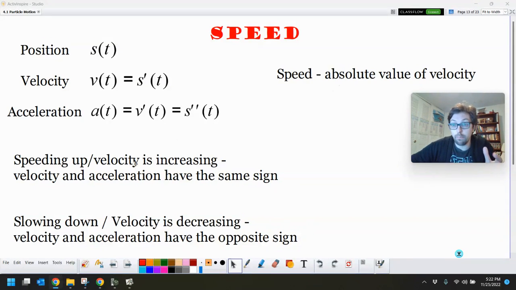However, if you're talking about is this thing speeding up or is the velocity increasing, what we need to do is we need to look at two things. Are velocity and acceleration the same sign? Then we would say that the object is speeding up or the velocity is increasing. If we're talking about slowing down or velocity is decreasing, then velocity and acceleration should have opposite signs. So let's look at some examples of this.